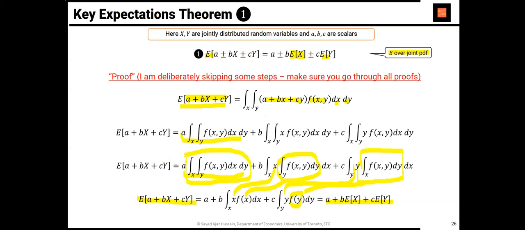If I do the double integration over the joint density, the answer, of course, should be 1 because you're summing over the entire density. So a times 1 is a, plus b times this creature right here, which, if you look carefully, is x times the density of x, integrated over all values of x, so b times the expectation of x. Then c times this creature, which is the integral of y times the density of y, integrated over all values of y, which is nothing but c times the expectation of y. Very easy to prove. Not that bad, right?